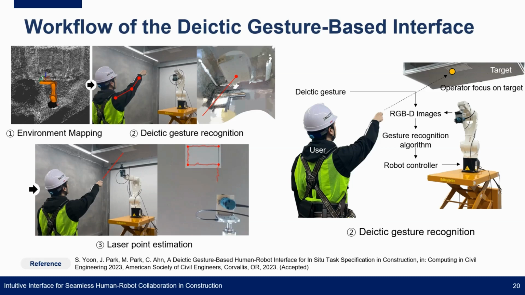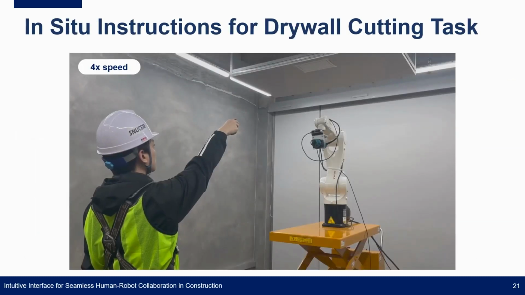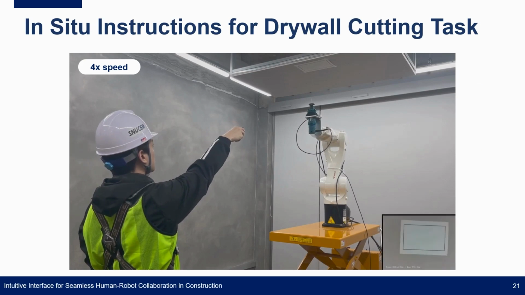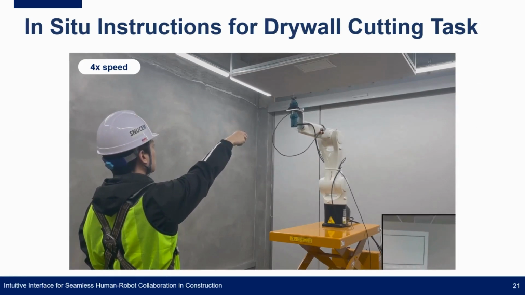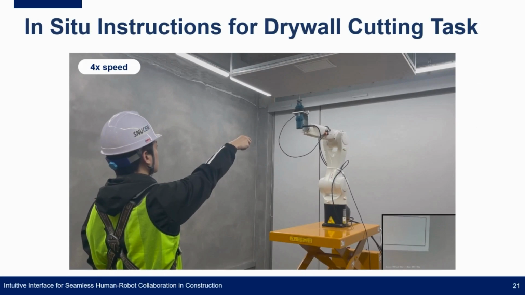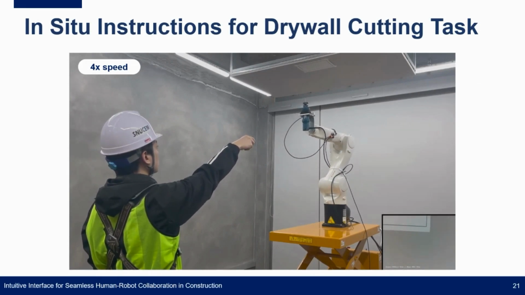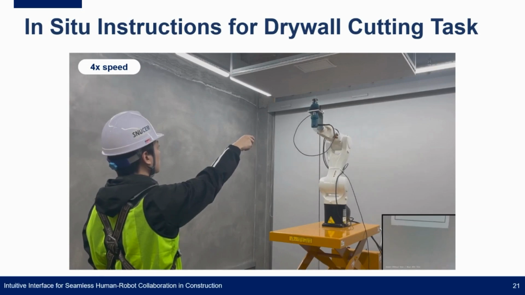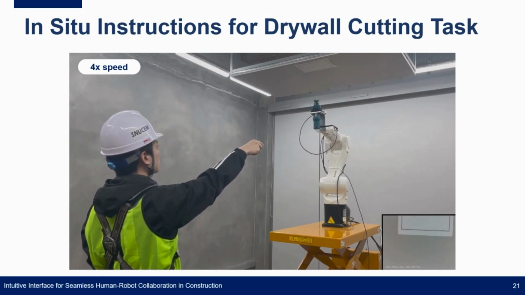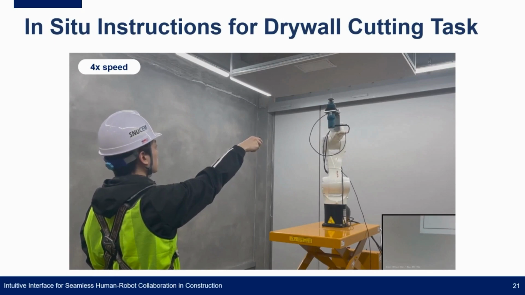During this process, once the target location is determined from the gesture or laser pointer, the robotic system simultaneously performs motion planning and executes the planned motions. This video shows an example of delivering in situ work instructions to a construction robot using our interface. In this trial, the human operator is pointing to 4 points on the ceiling drywall to make a rectangular opening for an air vent.